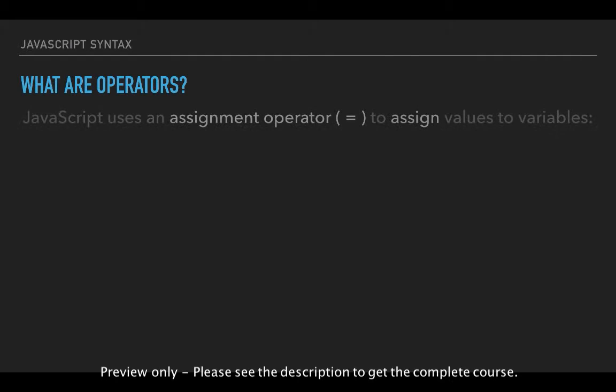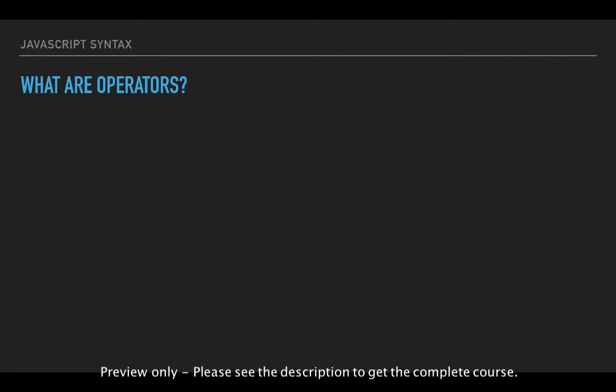Now, operators. JavaScript uses an assignment operator to assign values to variables. We just recently saw that var x = 5. So here the equal sign is the assignment operator. Similarly, var y = 6 is another assignment.